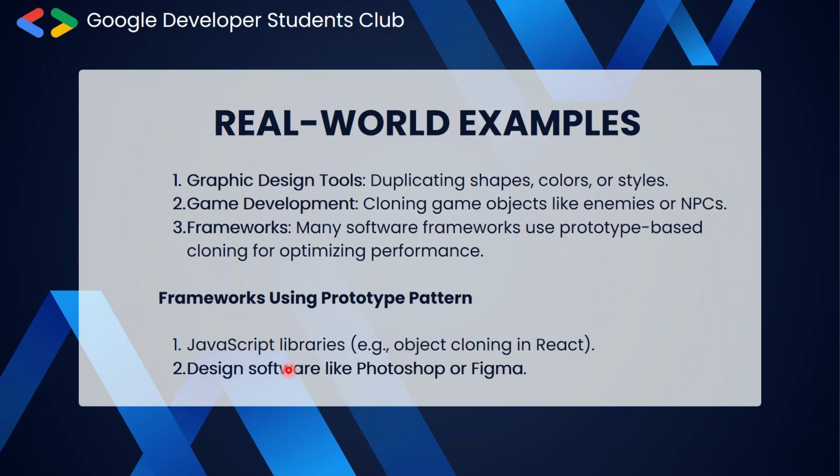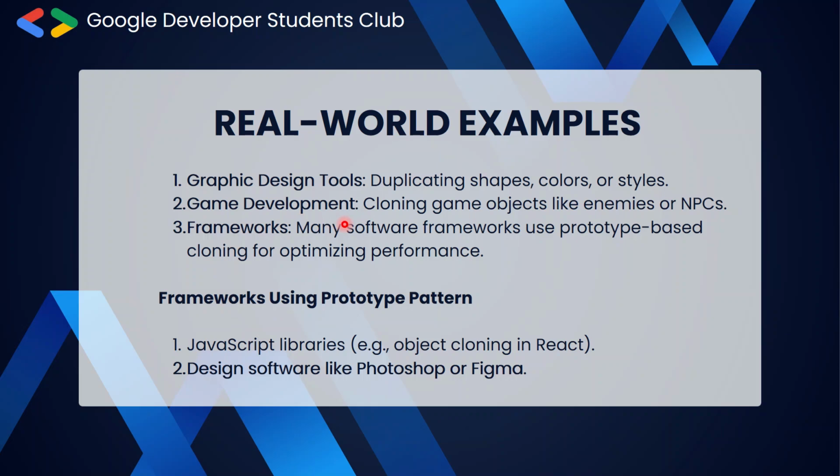So for a real world example, I want to say graphic design tools. In graphic design tools, we have a lot of graphics that are duplicated many times, for color, for style, for duplicating shapes. You create a shape and then duplicate it for another shape. It is also used from the prototype design pattern, because the prototype design pattern is a creational design pattern that works by copying existing ones. When we style some shape, it is very useful to use the prototype design pattern.